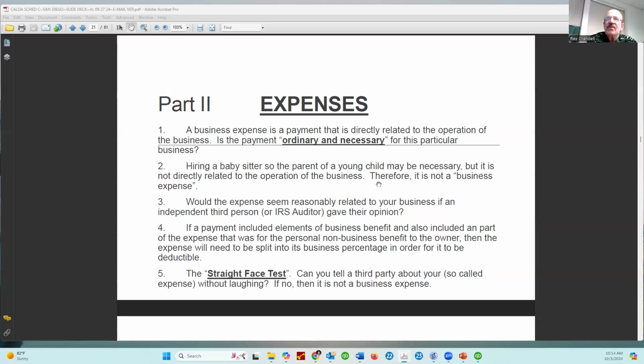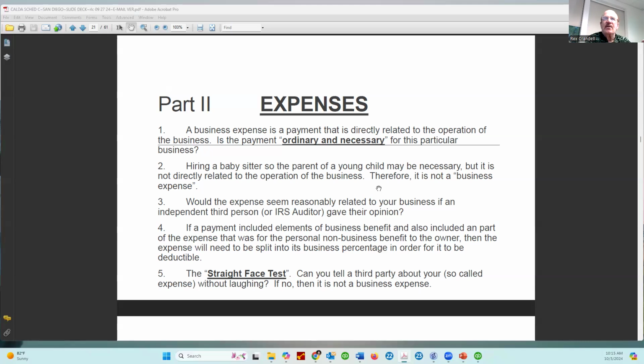If you hire a babysitter so the parent of a young child can work, it may be necessary, but it's not considered directly related to the operation of the business. Therefore, it is not considered a business expense. Would the expense seem reasonably related to your business if an independent third party, like an IRS auditor, looked at the expense and gave their opinion?